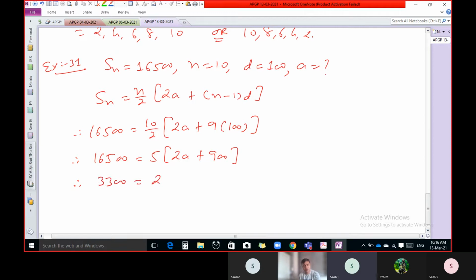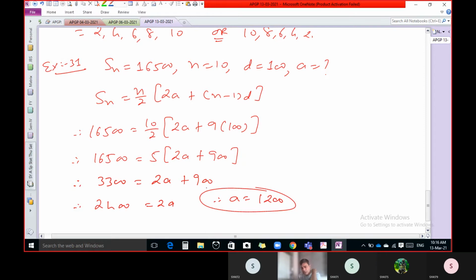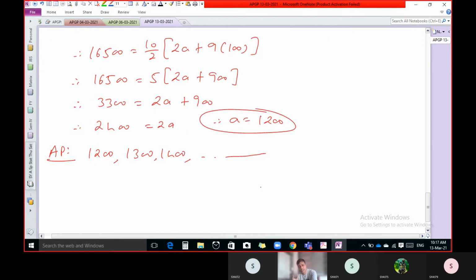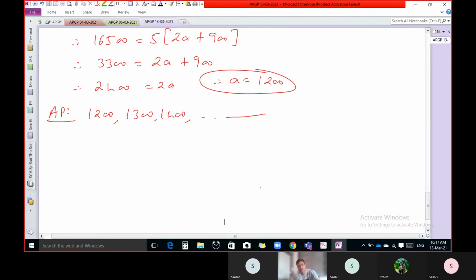3,300 equals 2A plus 900. Subtract 900 from 3300, we get 2,400. So A equals 1200. So saving for the first year is 1200. Can you tell me what our AP is here? 1200 is the first term, then 1300, that is the saving, then 1400. In that way we get the AP, and the total of these numbers up to 10 terms is 16,500.